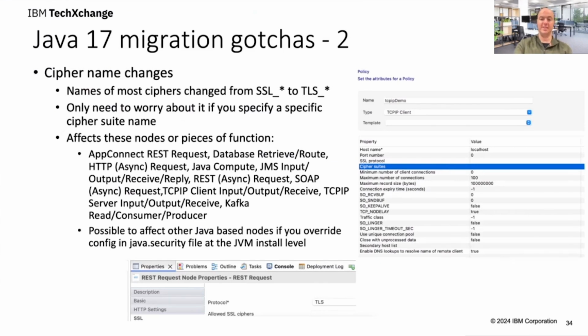Now, we do, on several of our nodes, have facilities so you can specify a particular Cypher Suite. TCP/IP policies and the HTTP request node are the most used. There's a few others here. As mentioned, you can set the Cypher Suites to use. If you have set SSL_1, you probably just need to validate that either that's still supported or it needs to be renamed with TLS at the start of that Cypher Suite to make it work. You'll find out when you try that functionality, because you'll get an error saying I don't know about this Cypher Suite. You'll just have to check that it is available in the new Java version.